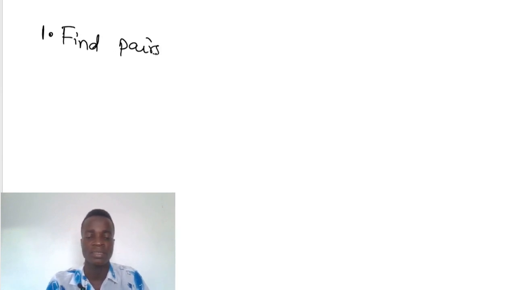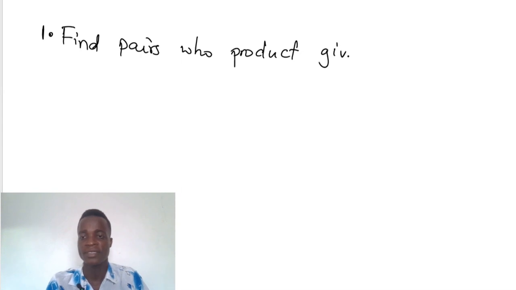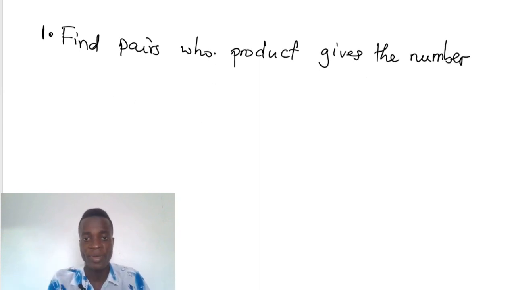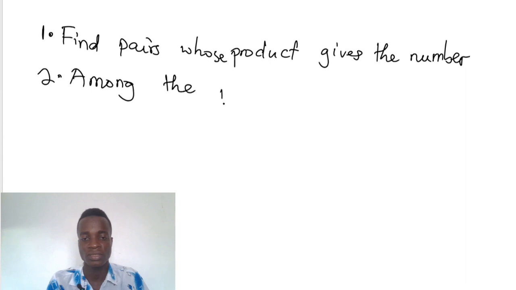set reduction. And then I want to do set reduction to say: find pairs whose product gives the number. Product means a multiplication. If you multiply, the result of a multiplication is called the product. So find pairs whose product gives the number.